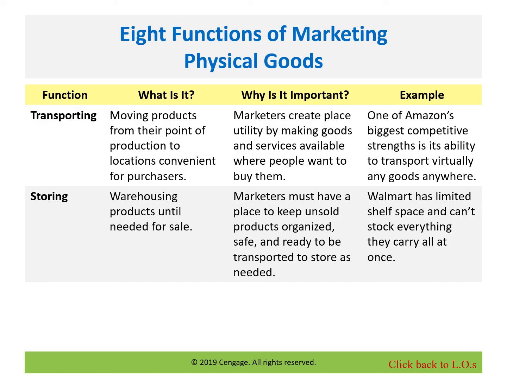The next function of marketing is transporting, which involves moving products from their point of production to locations convenient for purchasers. Marketers must create place utility by making goods and services available where people want to buy them. Example, one of Amazon's biggest competitive strengths is its ability to transport virtually any goods to anywhere in the world.